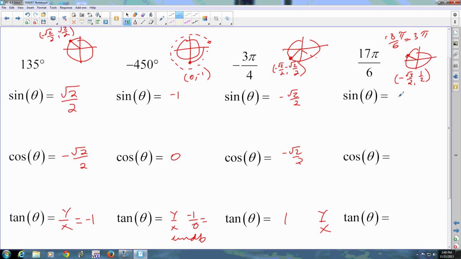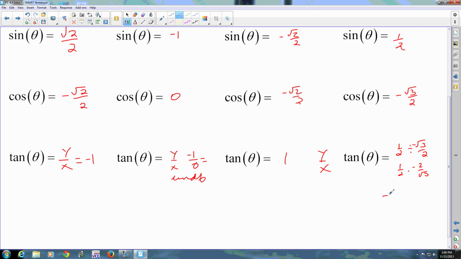All right? Sine is your y value. Cosine is your x. Tangent is y over x. So half is being divided by negative square root of 3 over 2. So it's a half times negative 2 over the square root of 3. The 2's cancel. You have negative 1 over the square root of 3, which is negative square root of 3 over 3 after you rationalize. Okay?